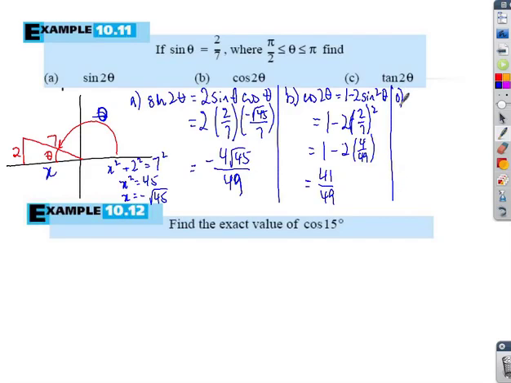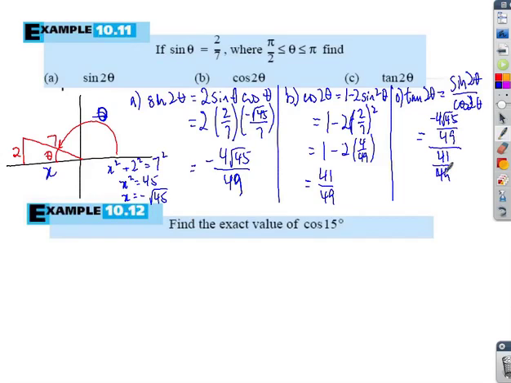In C, we want the tan of 2 theta. Well, tan of 2 theta is actually, the identity can be extended to different angles. So the tan of 2 theta, the identity for that is sine 2 theta over cos 2 theta. So now we can use the two ratios we found in the two other parts. So negative 4 root 45 over 49 and 41 over 49.